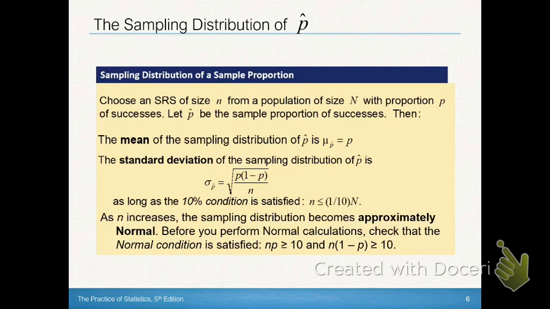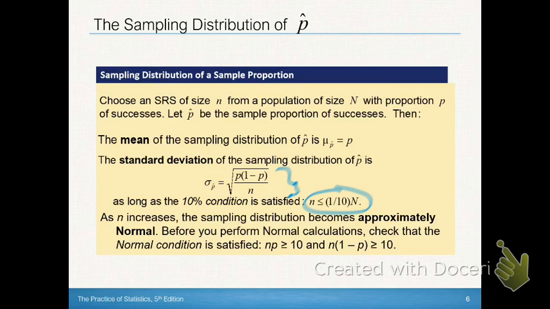We're taking a sample of lowercase n from a population of size capital N. We've got p equaling the true probability of success for the whole population, and our p-hat is what happened in our sample, what proportion of those were successful. Remember from back in chapter 6, we said that we can only use the standard deviation formula if the samples are taken independently, which means with replacement. Since we never really take samples without replacement, we have to check our 10% condition, the same as it was back in chapter 6.